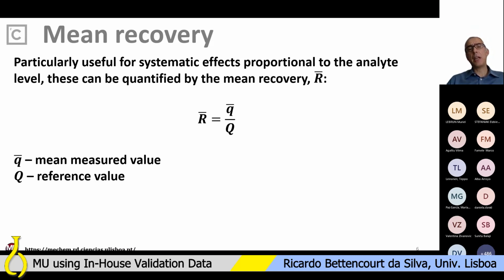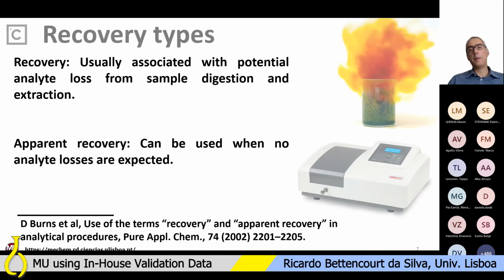Because in that case, the mean recovery should be rather constant at different concentrations in a wide concentration interval. And this mean recovery is the mean of the measured value divided by the reference value. In this case, we're using the mean because the mean is less affected by that precision component. So this is a rather useful way of handling these systematic effects.